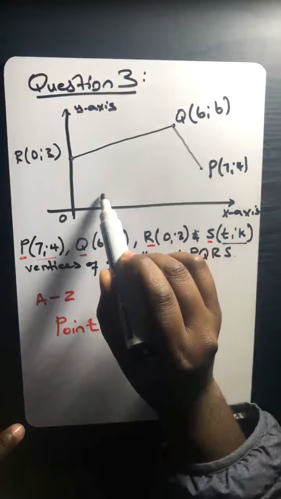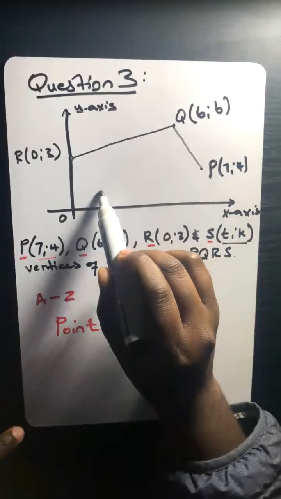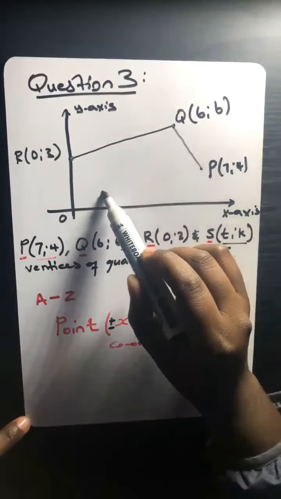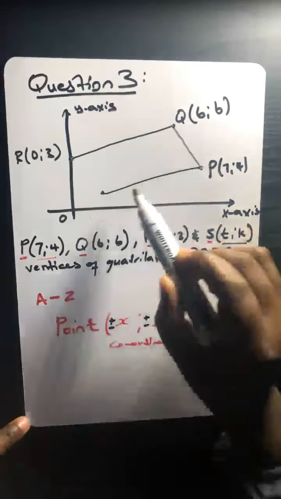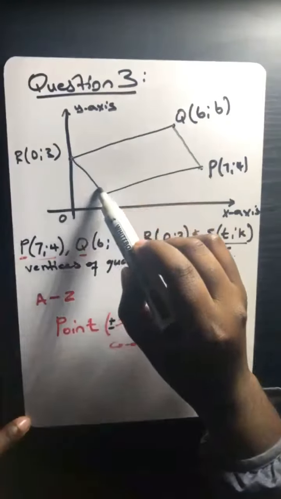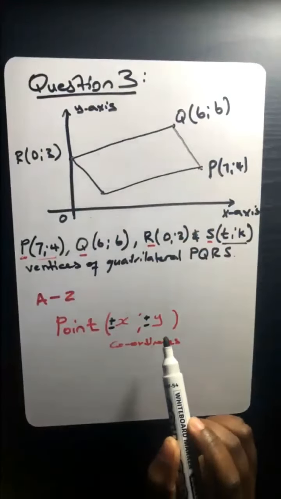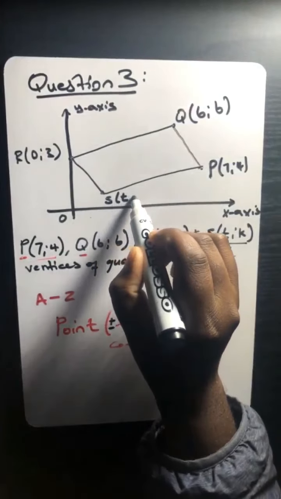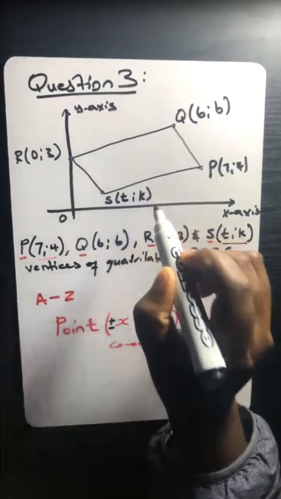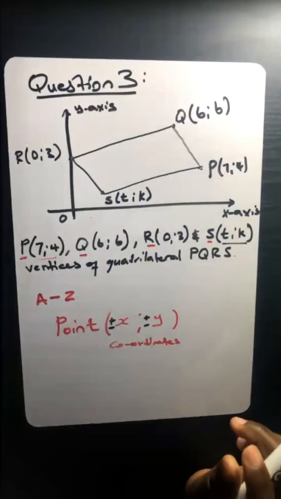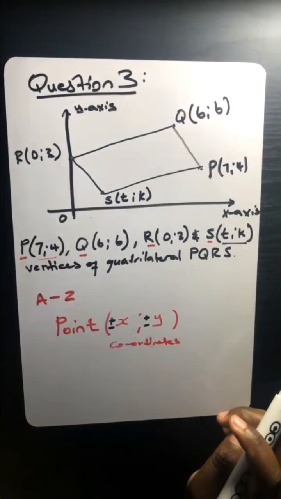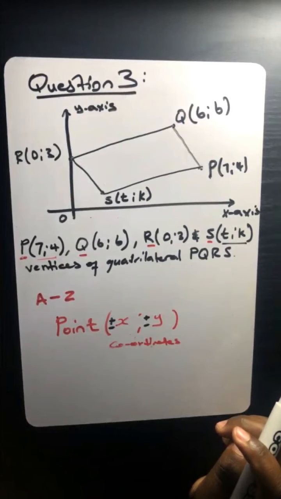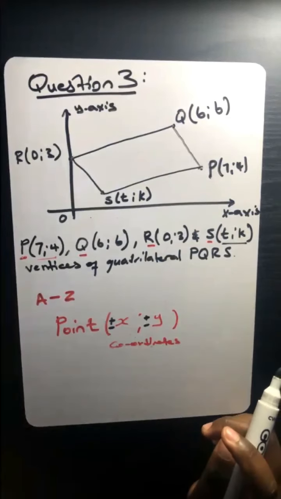So that point, it's somewhere there. Let me just quickly connect those 2 points and also connect that one over there. And let's say this is our point S, which has got the coordinates of T, K. Very, very much important, ladies and gentlemen, that at all times you are able to interpret the given information.